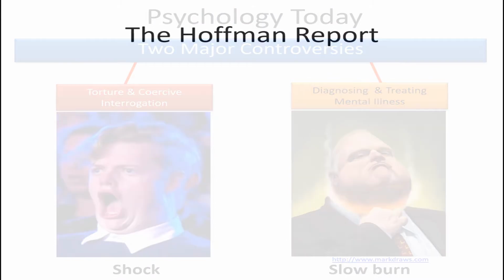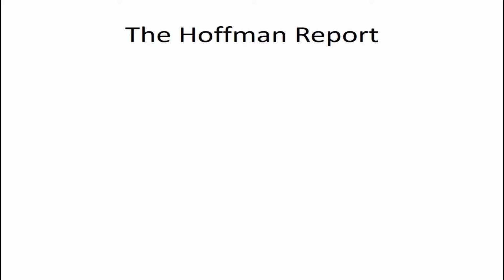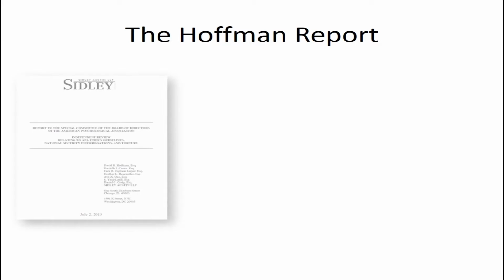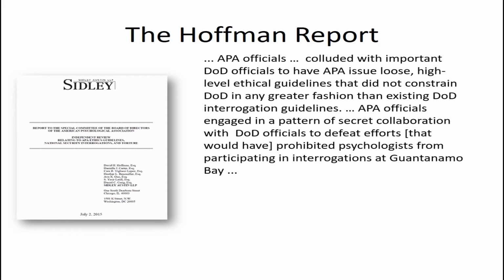So to the first of these. The torture controversy came to a head with the publishing of the Hoffman Report in July 2015. The report was part of an investigation into the American Psychological Association in regards to accusations that it had been involved in torture. The report concluded that the American Psychological Association colluded with the Department of Defense to allow torture techniques to be used in interrogations and for psychologists to be involved in those interrogations.